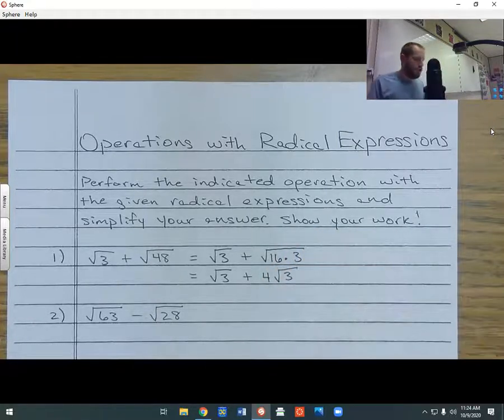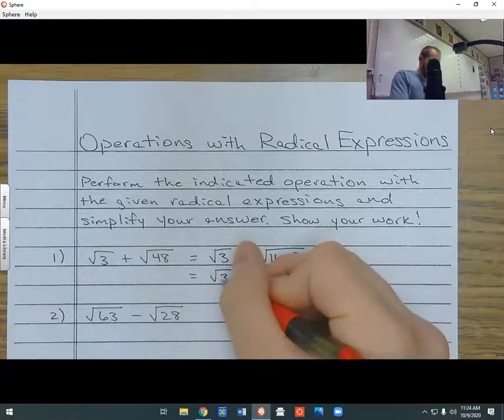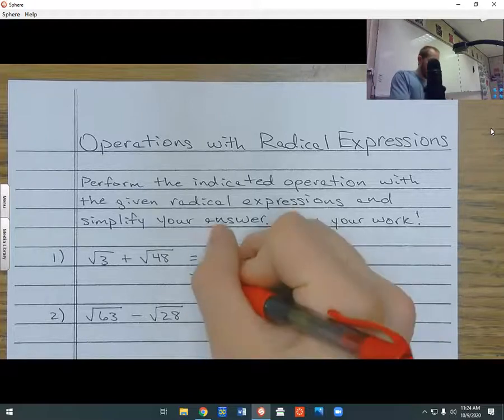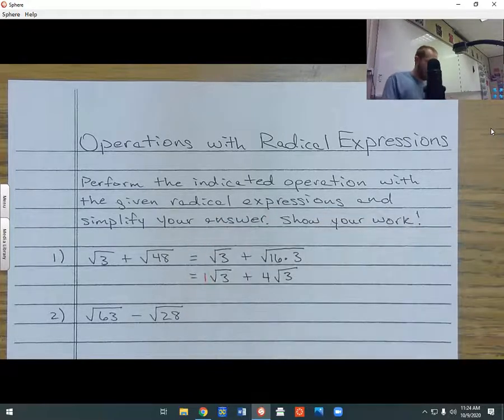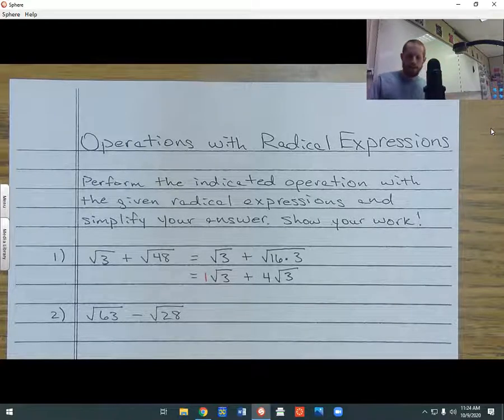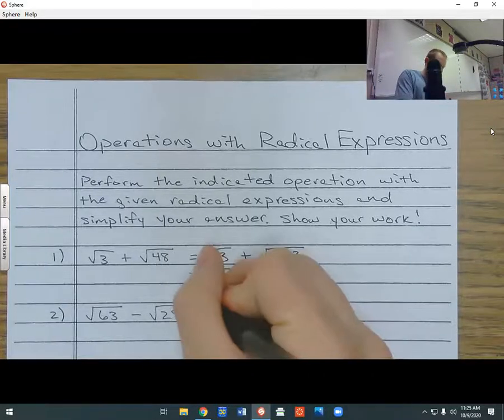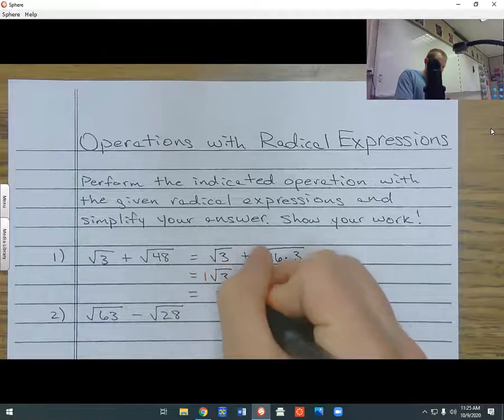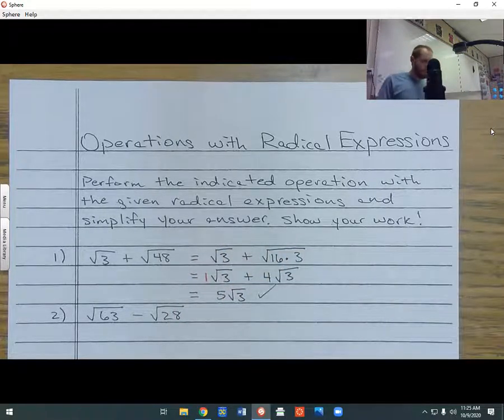Okay, so now check it out. I have like terms. I have a square root of 3 right here with a 1 out in front that's assumed to be there, and I have a 4 times square root of 3. So if you think about it, they pretty much are like terms at this point. I just need to add the numbers that are out in front. So what's 1 plus 4? That's going to give me 5, right? So that's going to be 5 square root of 3. And I'm done. Okay, let's take a look at the next one.